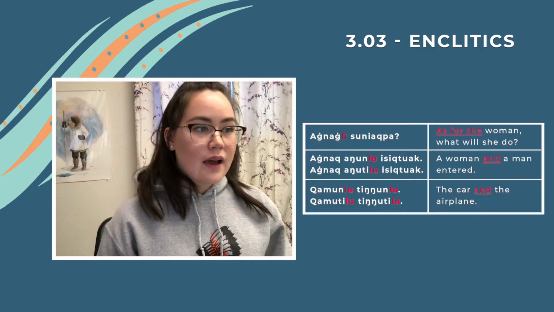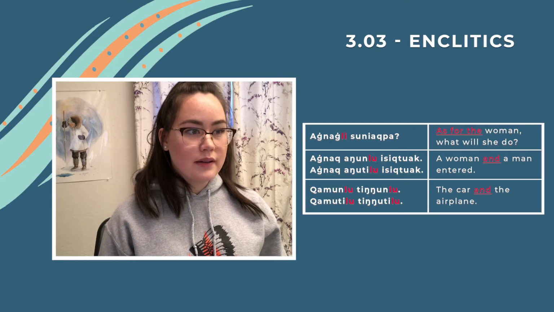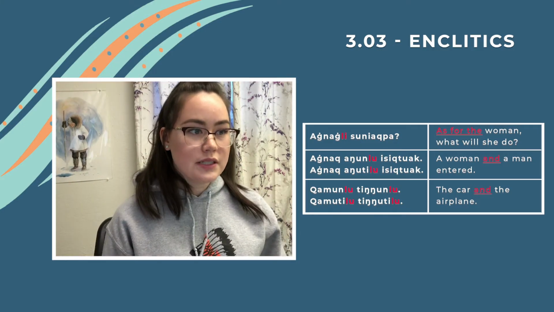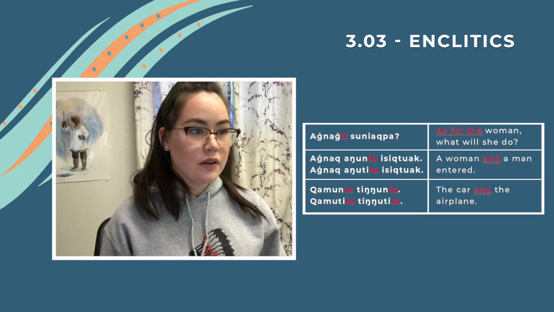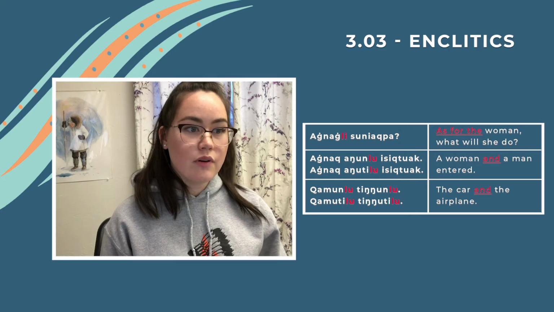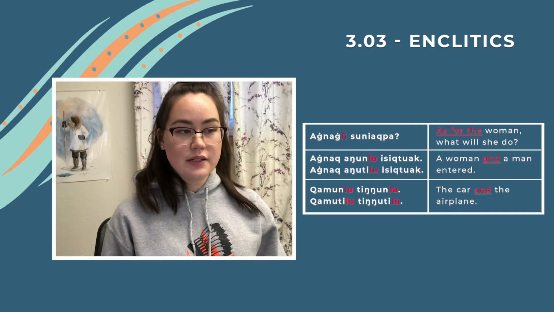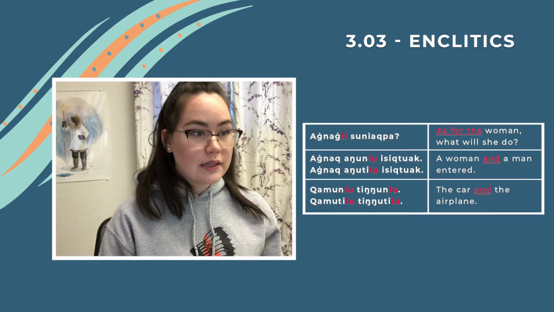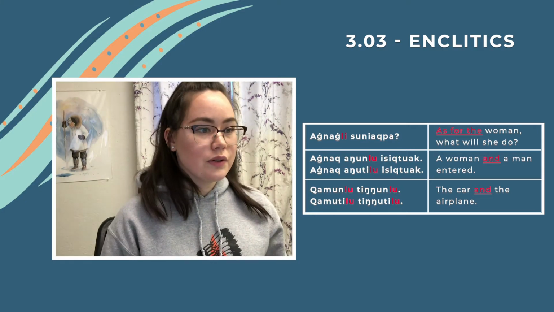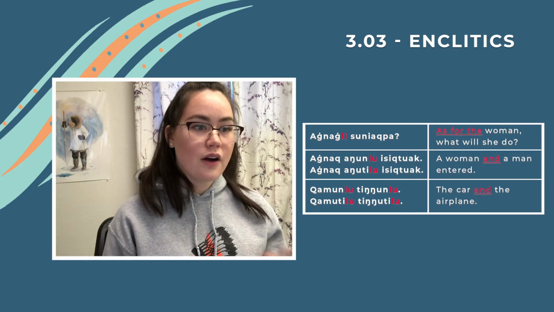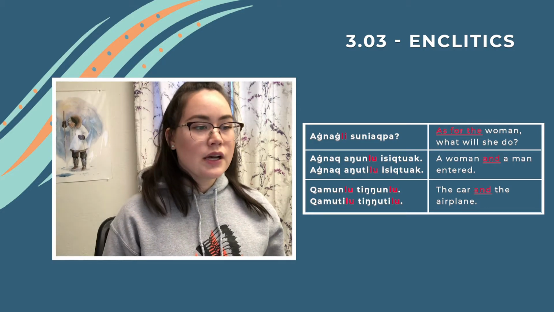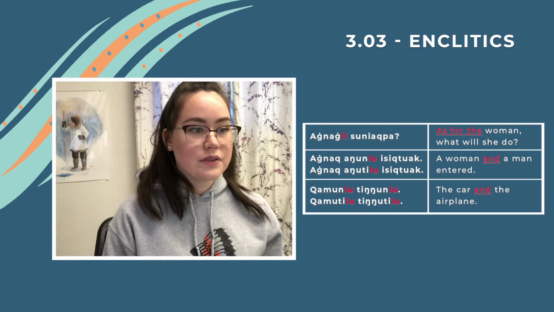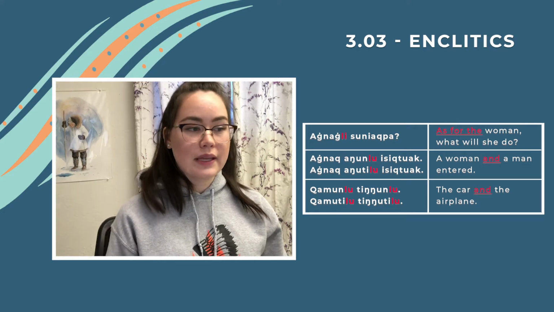So, for example, aganagali sunakba, highlighted in red, is the enclitic. As for the woman, what will she do? Aganak angunlu isikdoak, the woman and a man entered. And another way to say that same sentence is aganak angutilu isikdoak. Kamunlu tingunlu, the car and the airplane. And another way to say that same sentence is kamutilu tingutilu, the car and the airplane.